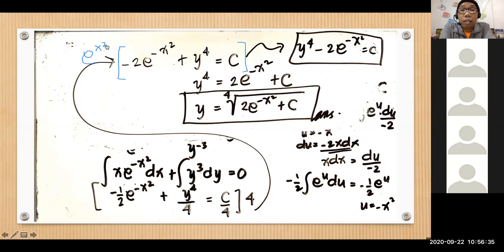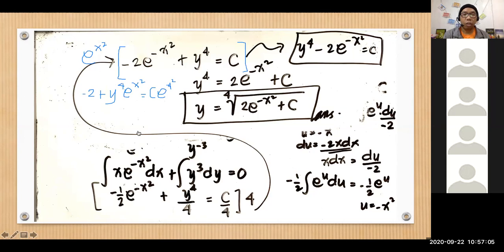Na-follow? Or i-divide both sides by this one, negative, tapos para makancel to. So, ang matitira dito sa unang term is meron kang minus 2. Sa pangalawang term, meron kang y raised to 4. Yan, yung idea lang na positive lahat ng exponential ng exponent. So, x squared equal to c e raised to x squared.